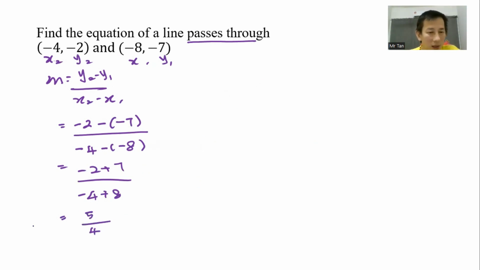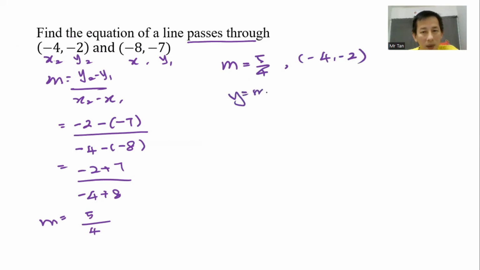Okay, now you get the gradient. So your gradient equals 5 over 4, and I just take this point, -4, -2. So y equals mx plus c. Your y should be -2 equal to m, which is 5 over 4, x is -4, plus c.